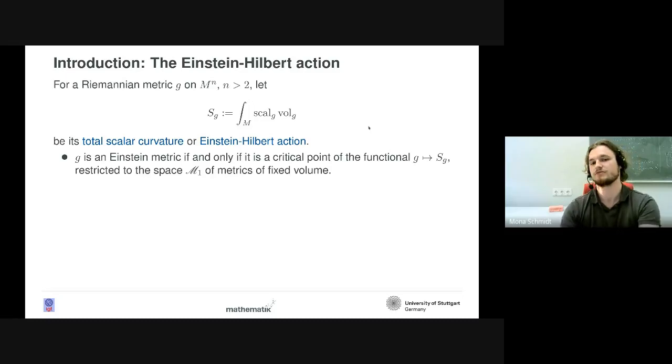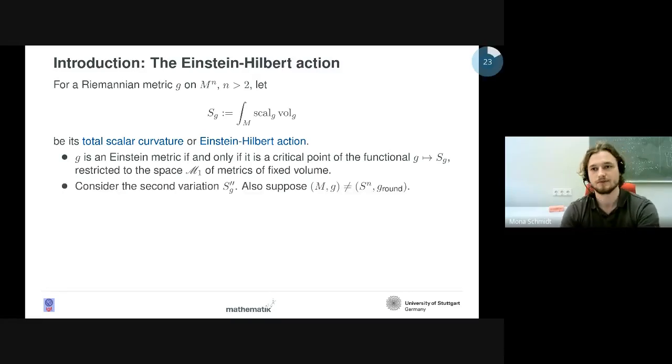If we have such a critical point, we can ask how the functional looks around this critical point. Is it a maximum? Is it a saddle point, or what is it? To do that, we consider the second variation. This is a bilinear form, and we also have to suppose that the manifold is not isometric to the round sphere. That's just a technical condition. I'll explain that in a moment.